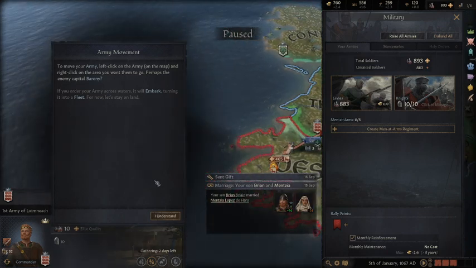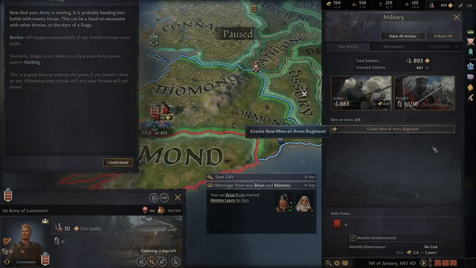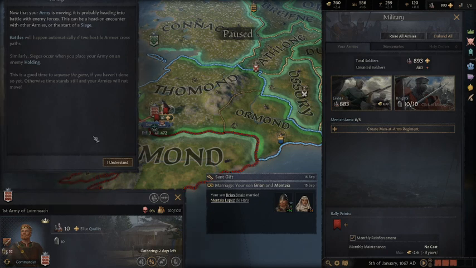If you order your army to cross waters, it will embark, turning into a fleet. For now, let's stay on land. We have a land border, so unless we want to do some crazy easy strategy where we just dip into the water and then back to land.